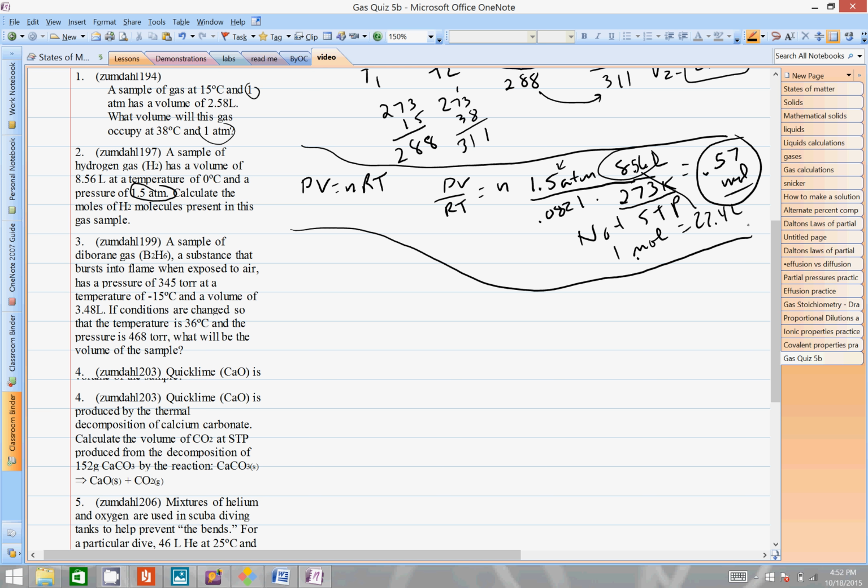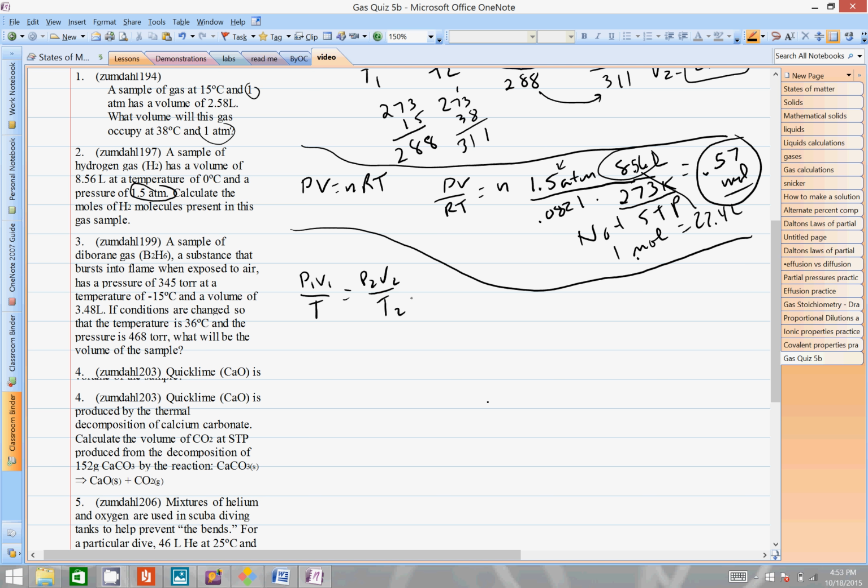A sample of diborane gas, B2H6, a substance that bursts into flames when exposed to air, has a pressure of 345 torr, a temperature of -15, and a volume of 3.48. If conditions are changed, the temperature is 36 and the pressure is 468. What will be the new volume? No moles here, so we're talking about combined gas law. P1V1 over T1 equals P2V2 over T2. Now, please sub in your values.